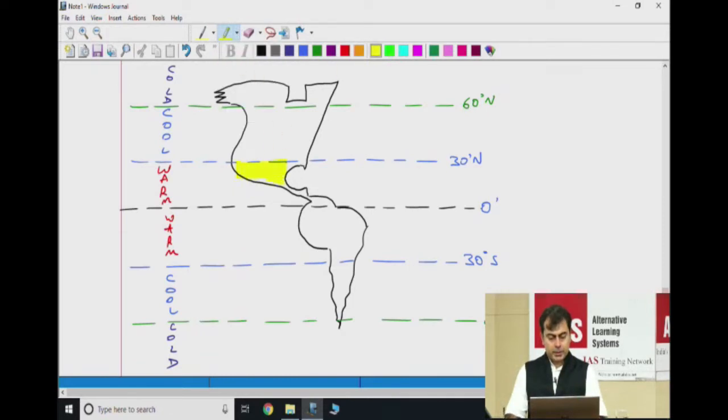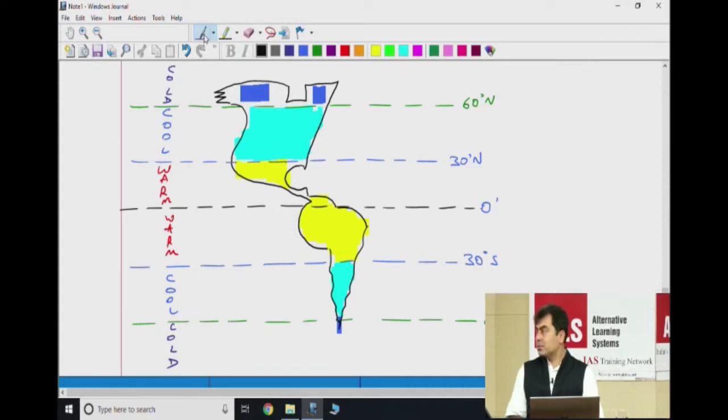This is the warm belt. You don't draw the colors, that's only for me to work with. This is the cool belt. And where is the cold? This slightly is the cold belt. Perfect. Now I want rainfall. So how will we get the rainfall? How would we get the precipitation?